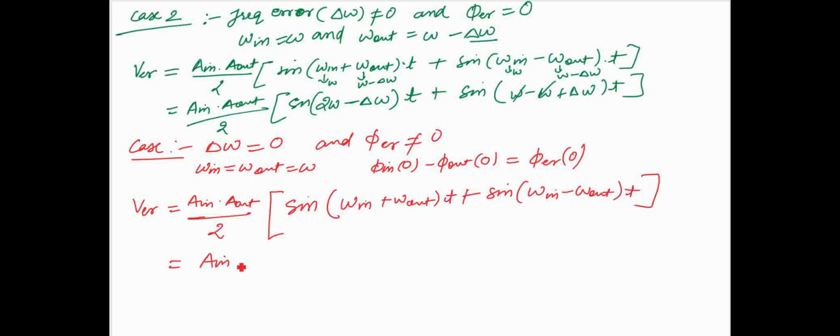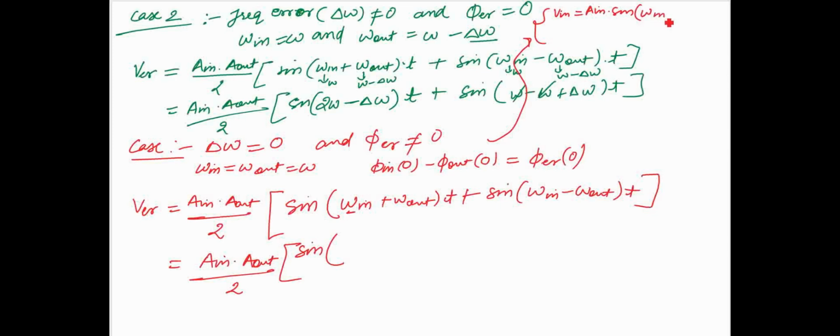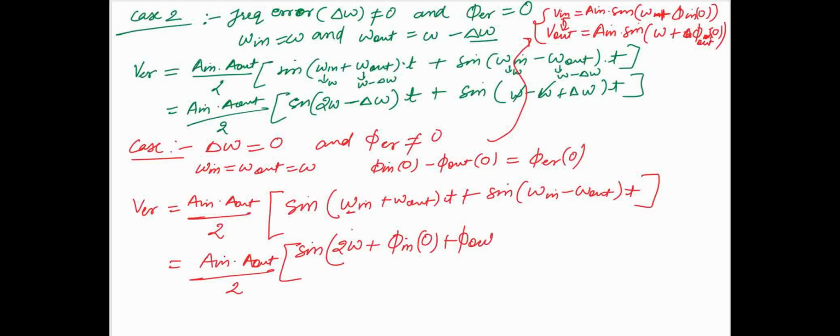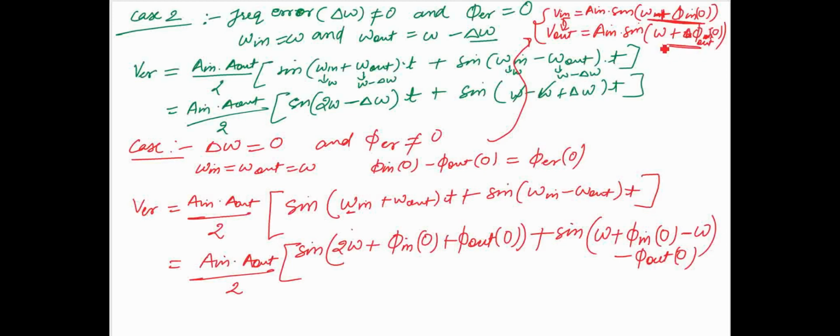Now let's put omega in and omega out. If I'm looking at your input signal V in, in this case specifically, I'm saying V in equal to A in dot sine, this is omega in, or you can say omega, then it is shifted with this phase phi in 0, and your V out is equal to sine omega t plus phi out 0. So we have to multiply these two. After multiplying, you will get 2 omega here, and then phi in 0 plus phi out 0, one component, and then the second will be sine (omega t plus phi in 0 minus omega t minus phi out 0), because we have to subtract this from this.